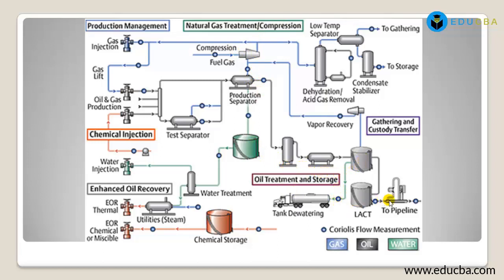From there they put it into a pipeline. From here it goes to a low temperature separator, dehydration and acid gas removal. Then it is condensed, and it goes again to gathering and storage. Then from there, gathering and custody transfer, and through some vapor recovery.